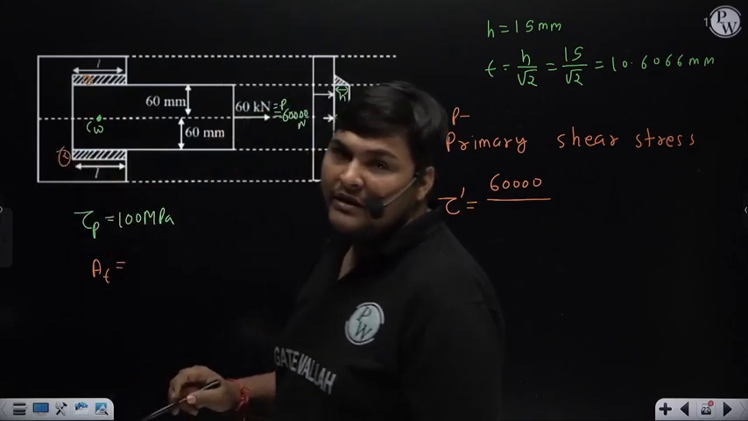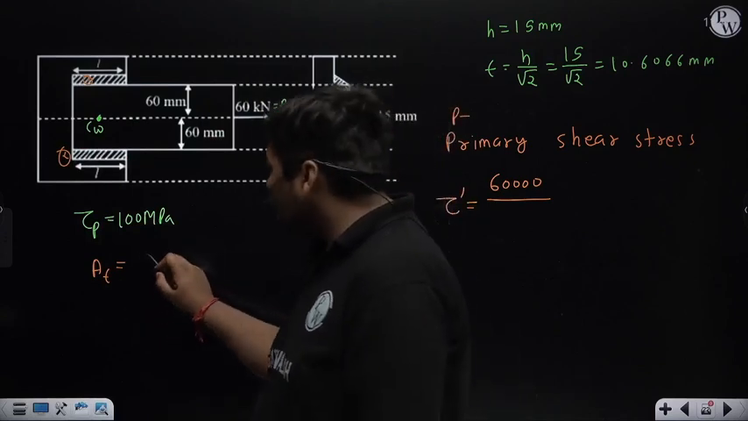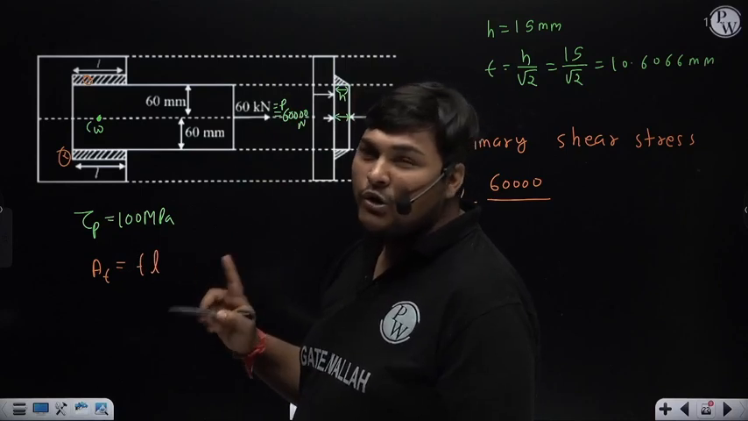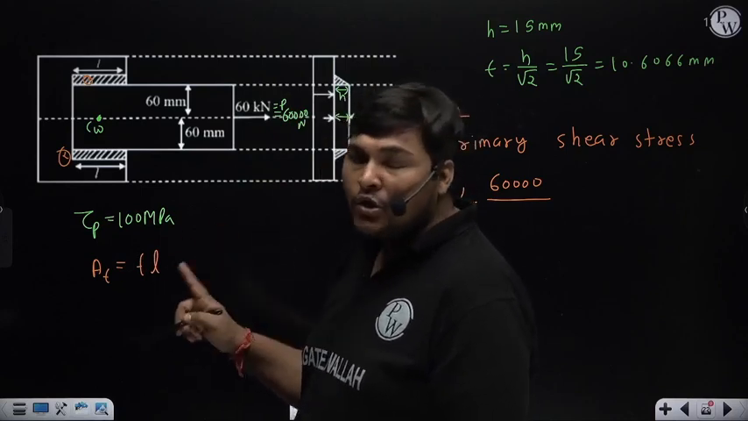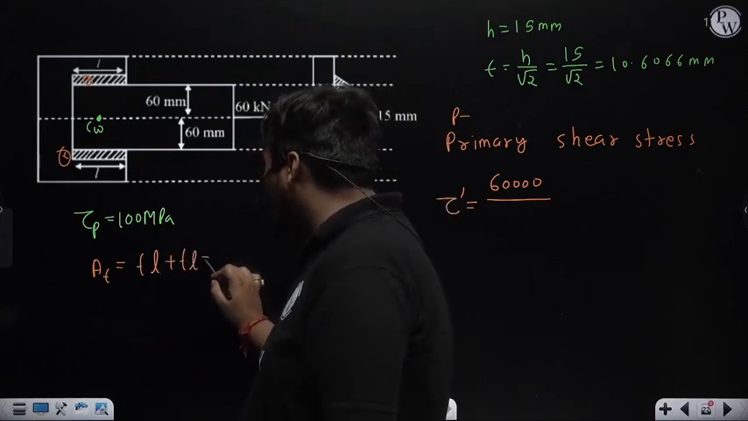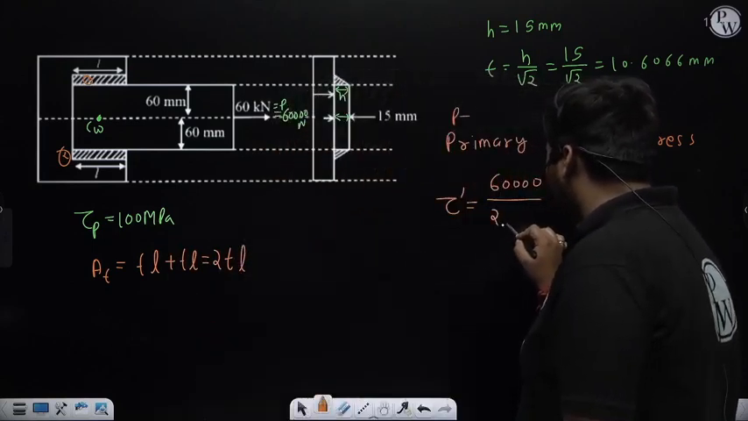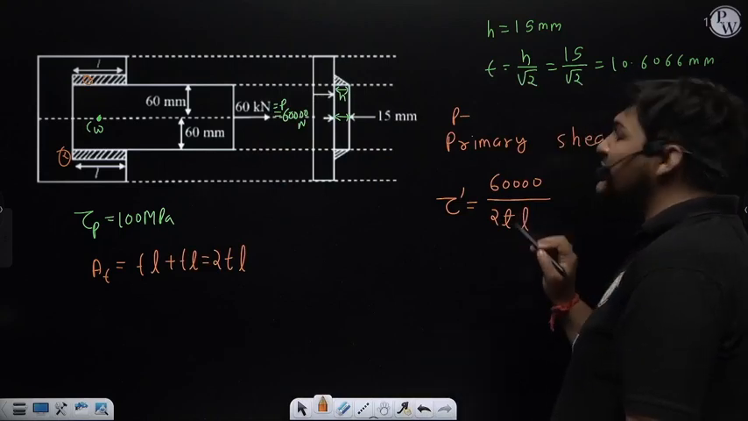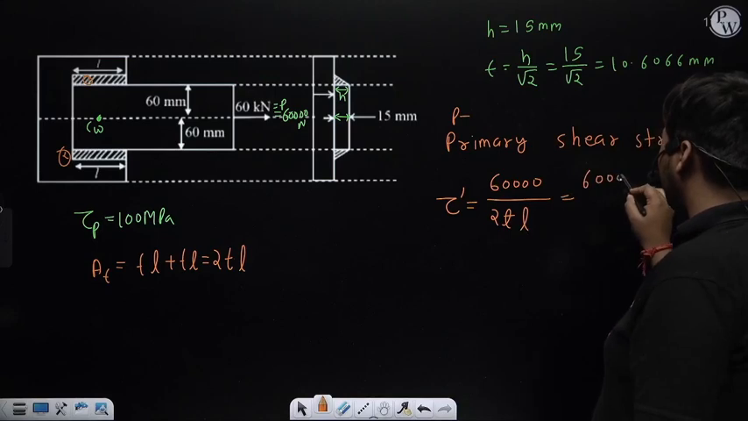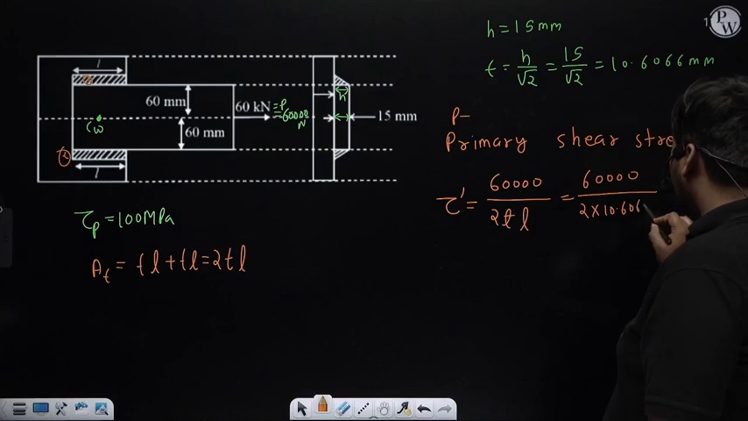Throat area of weld 1: throat of weld 1 is T and length of weld 1 is L, so throat area of weld 1 will be T into L. Similarly, throat of weld 2 is also T and length of weld 2 is also L, so throat area of weld 2 will be TL. Means total throat area in this case is 2TL, in which the value of T is given and L is unknown. So tau dash is 60,000 divided by twice the throat, which is 10.6066, into L.